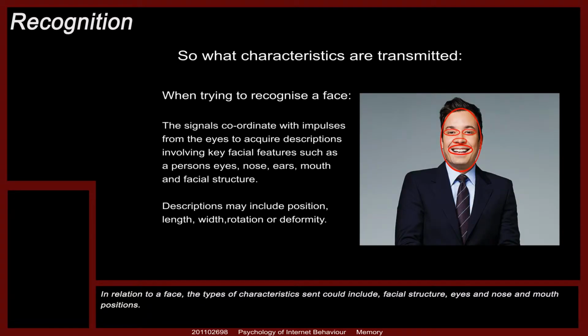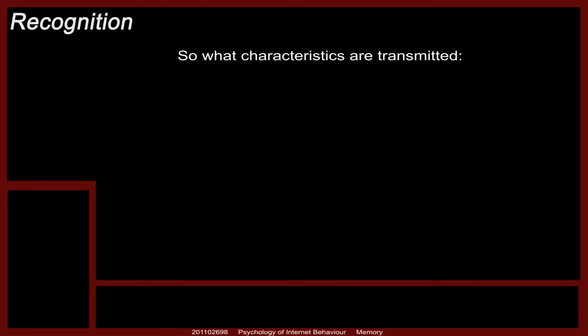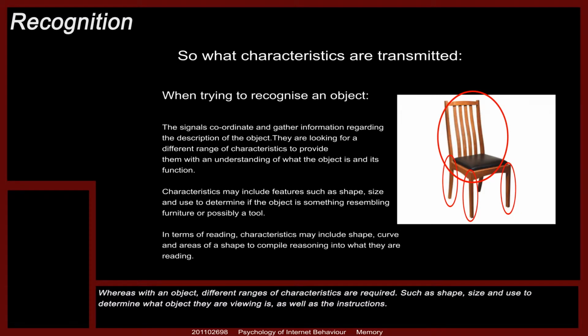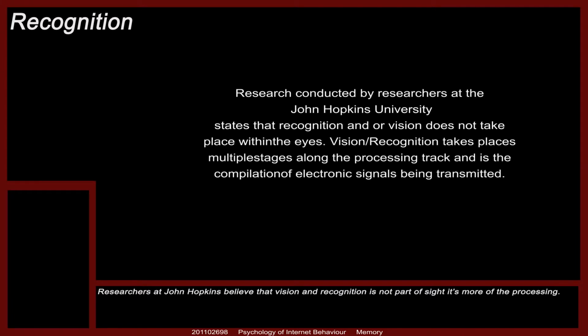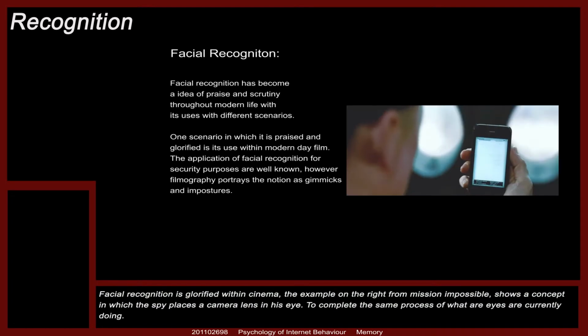In relation to a face, the types of characteristics sent could include facial structure, eyes, nose and mouth positions, whereas with an object, different ranges of characteristics are required such as shape, size and use to determine what the object they are viewing is, as well as instructions. Researchers at Johns Hopkins believe that vision and recognition is not part of the sight, it's more of processing.